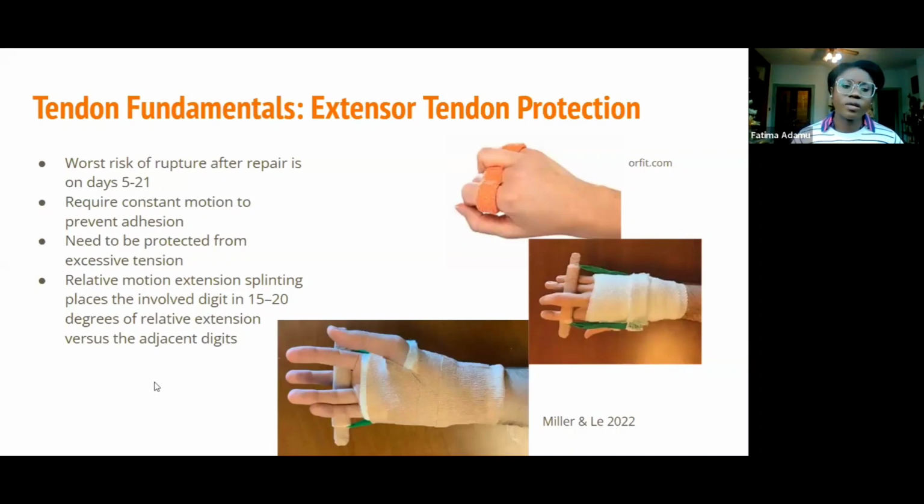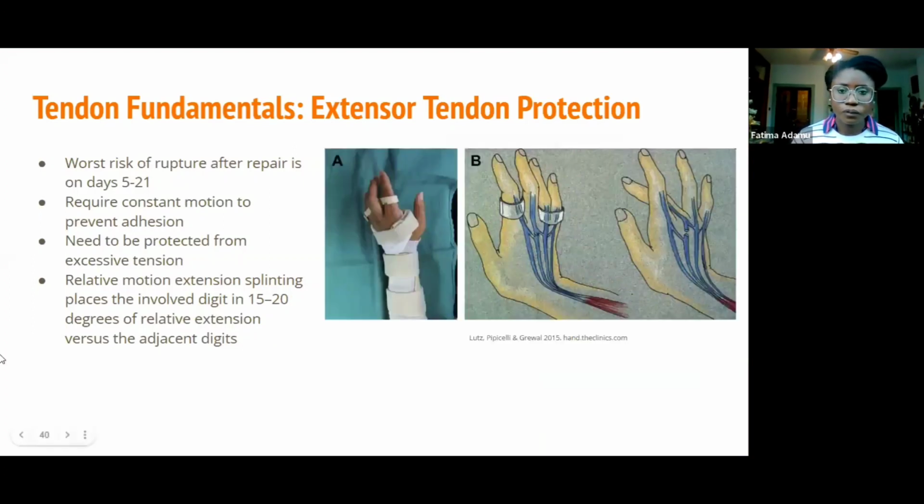It can be a very frustrating process, but the more you can respect the tendons, so kind of looking up the ranges of motion that are acceptable in X amount of weeks, the better outcomes your patients will have, because you're respecting the healing structures, but still giving them some motion to keep them lubricated and nourished. Same thing as with flexor tendons, the worst risk of rupture is in days 5 to 21 if you're dealing with a tendon that was repaired.